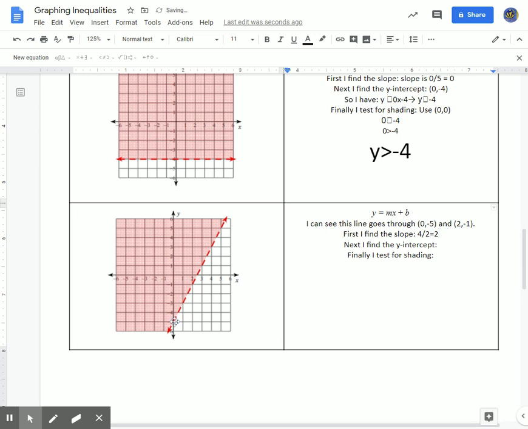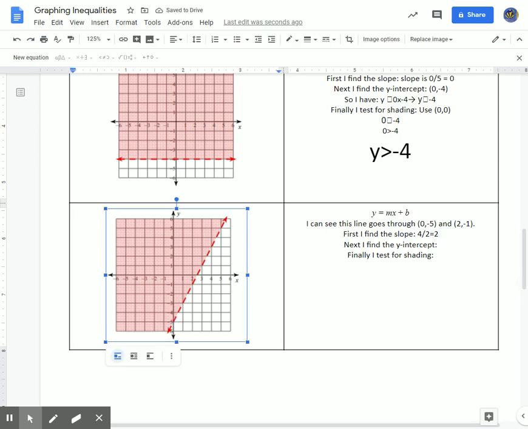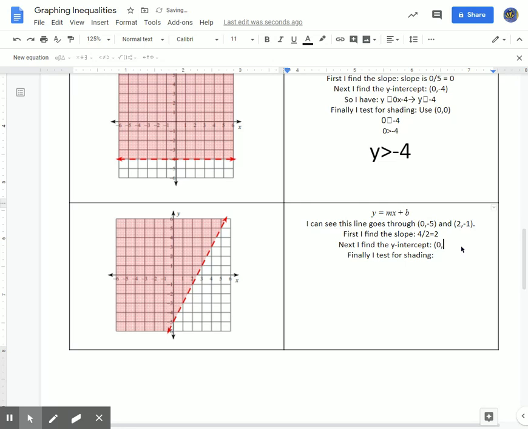My y-intercept, as you can see, is here at -5. So my y-intercept is (0, -5). And that means I can put my whole equation together, but of course with my blank symbol. So I'm going to put y blank 2x minus 5. And now I'm ready to test for shading. I'm going to use (0, 0) because I can and I love it. And I see (0, 0) is on the shaded side.